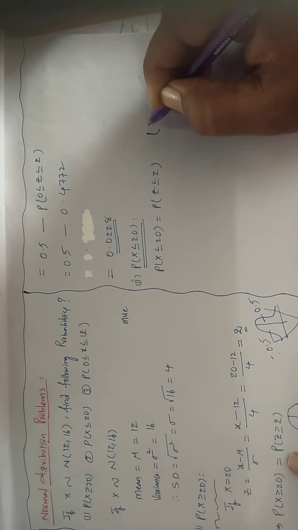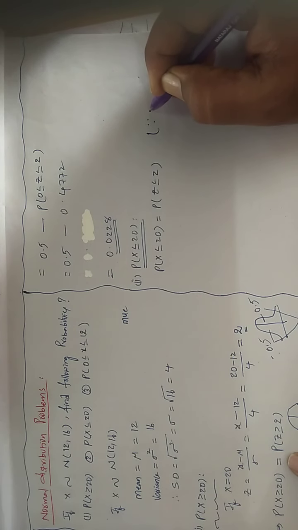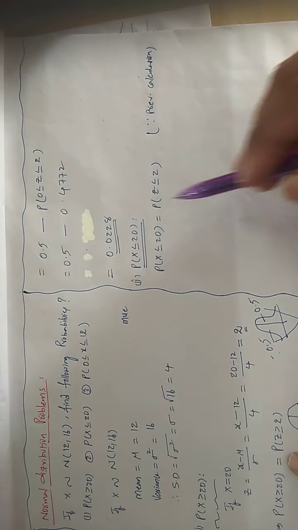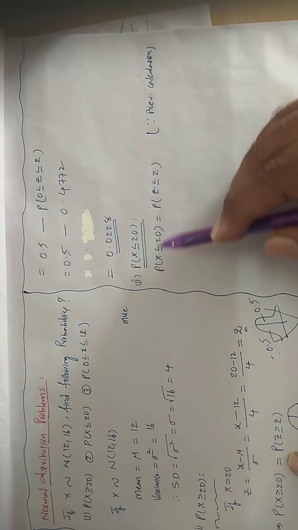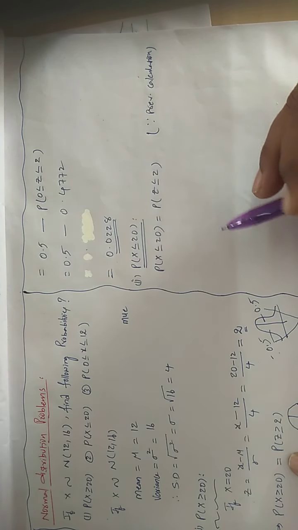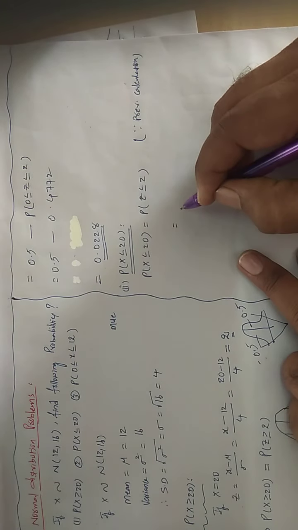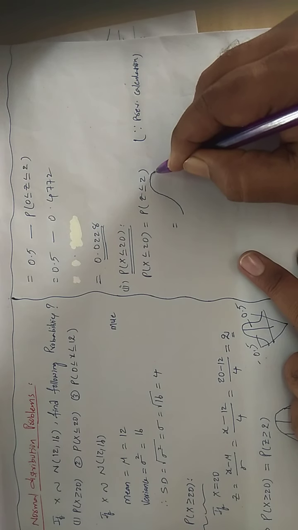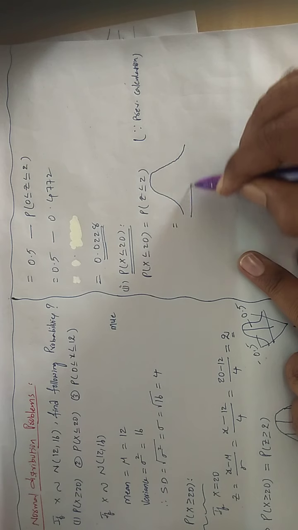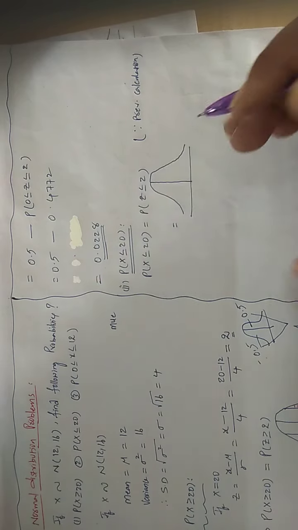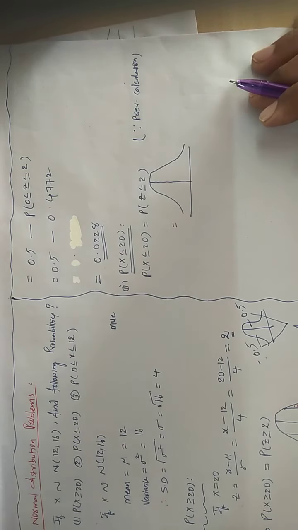Why? Since the previous calculation, based upon this, we directly know that x equal to 20 becomes z equal to 2. Then what is the probability going to be now? Draw the picture, the bell-shaped curve. Remember that drawing the bell-shaped curve is not rough work while solving normal distribution problems. It should also be drawn in the main area.